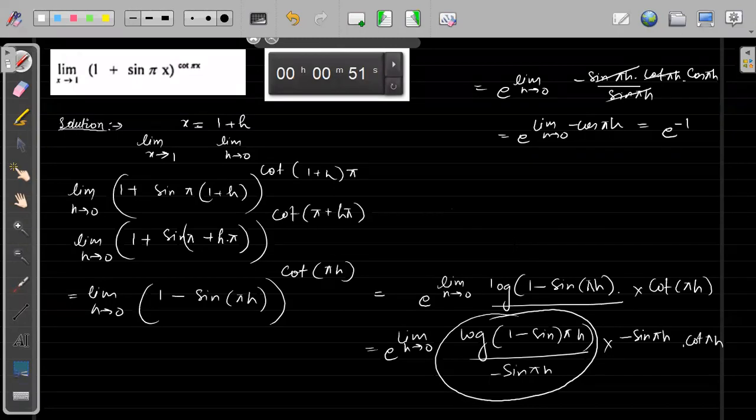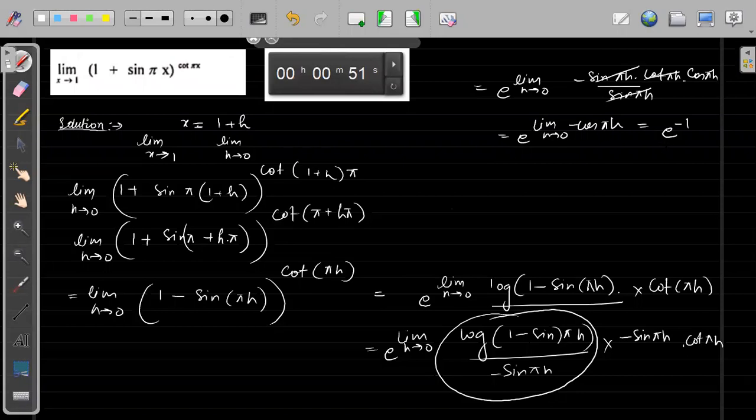Understood? Okay. So just copy this one. Just copy this one also. Fine.